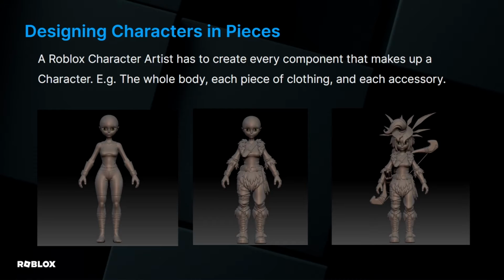Component requirements. Traditionally, an artist only has to worry about the final look of a character, including all the clothes and accessories the character is expected to have. In Roblox, especially when creating an avatar character for the marketplace, a character artist has to create every component that makes up a character. Example: the whole body, each piece of clothing, and accessories.